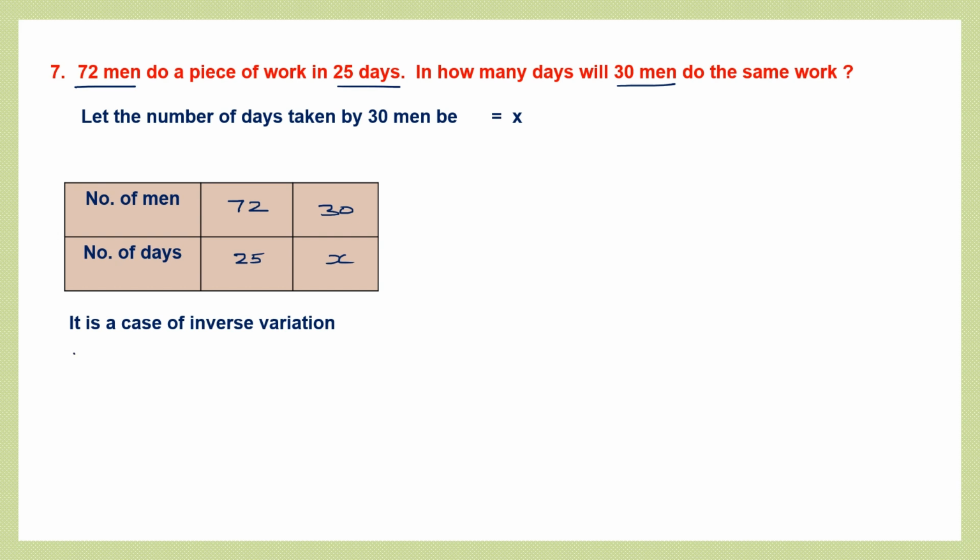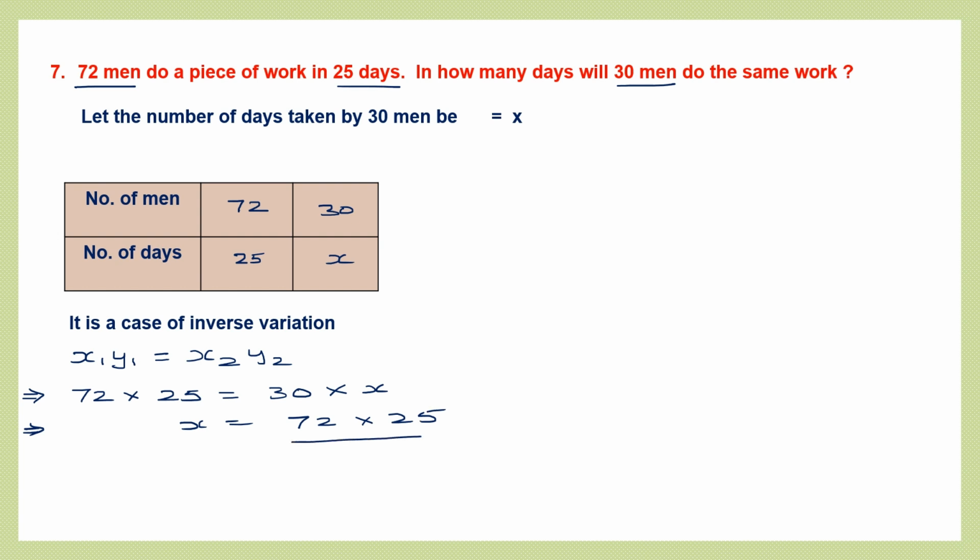So then in that case we say x1, y1, the product is equal to x2, y2. So what is x1? x1 is 72 into y1 is 25. This is equal to x2 which is 30 into y2 which is x. So now we can find the value of x. X is equal to 72 into 25 divided by 30.